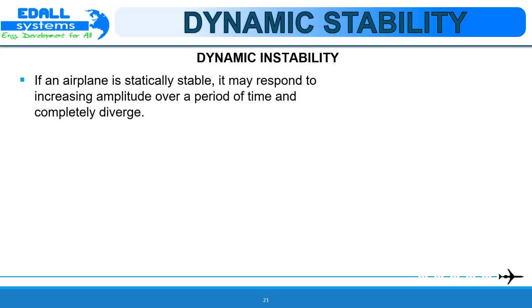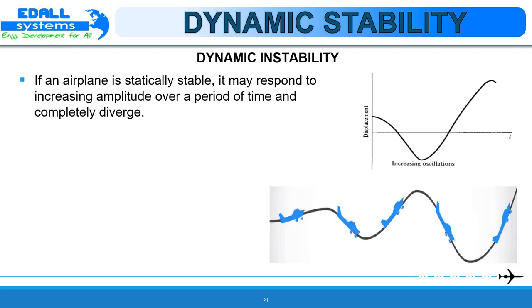Dynamic instability. If an airplane is statically stable, it may respond with increasing amplitude over a period of time and completely diverge. It is also called negative dynamic stability. Aircraft with negative dynamic stability have oscillations that get worse over time. The diagram here pretty much sums it up. Over time, the pitch oscillations get more and more amplified.